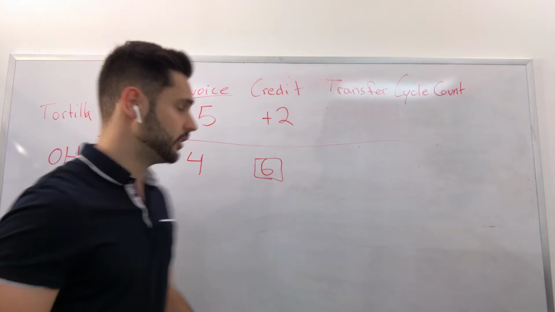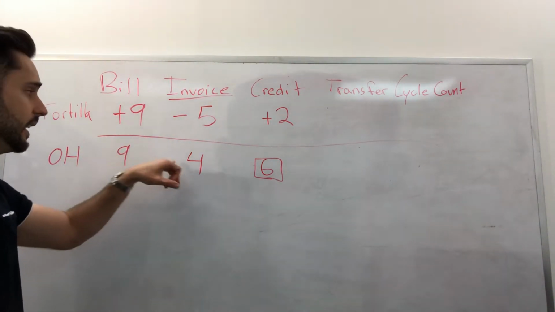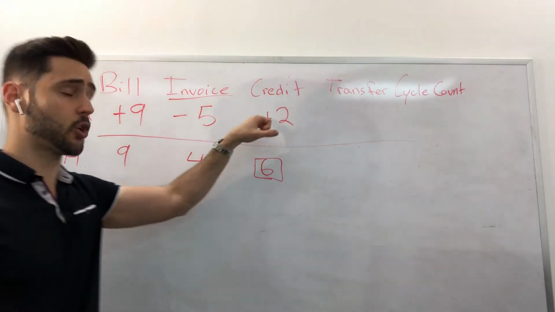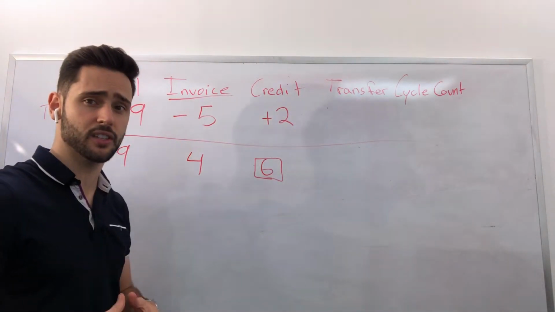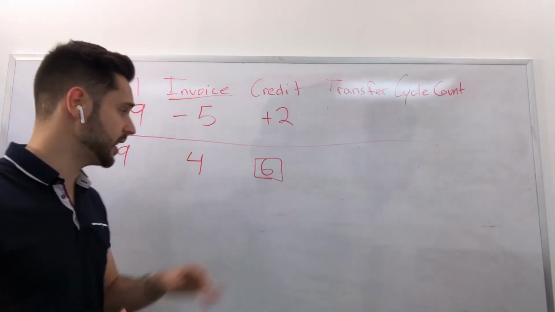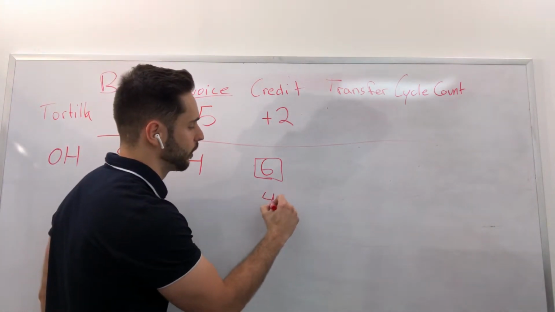So we did a bill for 9 that increased my inventory to 9, an invoice for 5 that decreased my inventory to 4, and a credit for 2 damaged or spoiled or stale tortillas. My inventory is now 6. In reality, my inventory is 4.